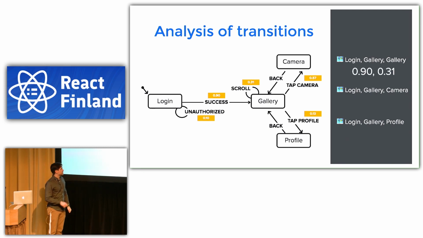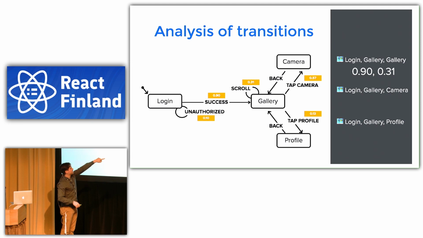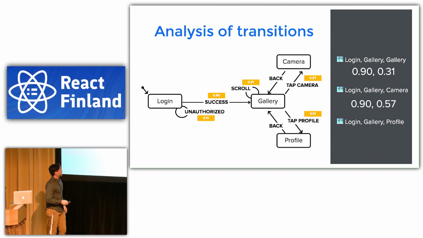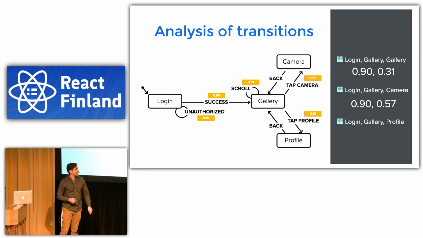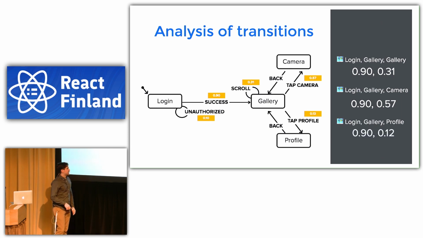So we measure those transitions, and we see that going from login and staying in the gallery, we have a 90% chance of the user going to the gallery, and then a 31% chance of the user staying in the gallery. Now, a user going from login to gallery to camera, we have a higher chance because we see that users have a tendency to go directly to the camera. And then over here, login, gallery, profile, we see users are less likely to go to the profile.